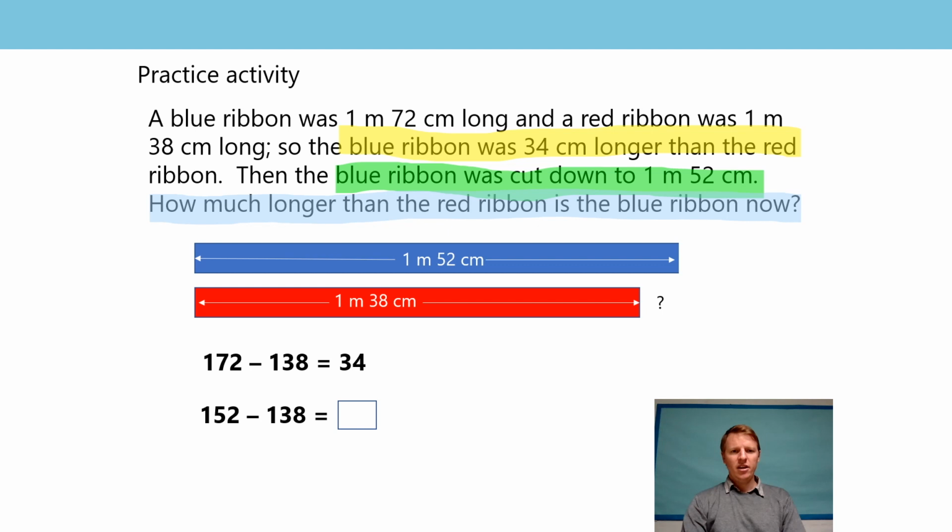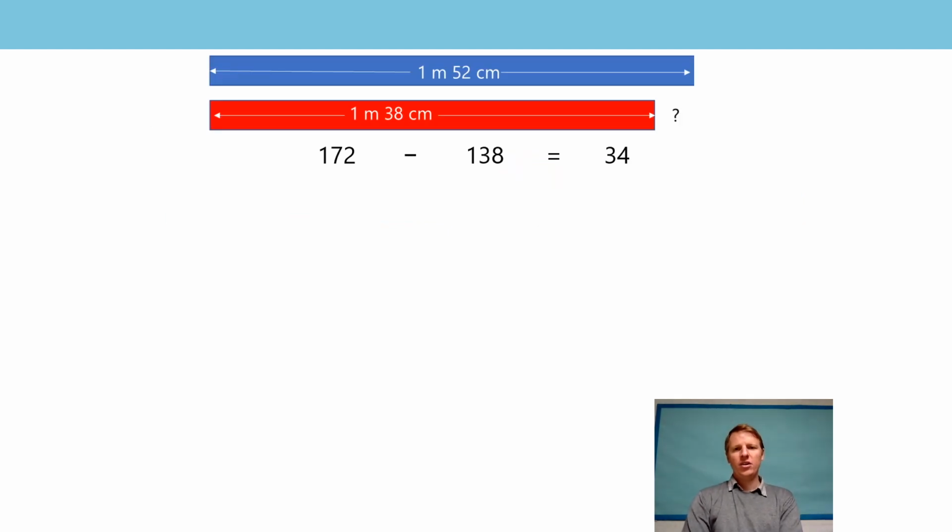Let's look at our minuends again. 172 in the first calculation, 152 in the second calculation. It's decreased by 20. The subtrahend has stayed the same, so our difference needs to decrease by 20, so it's 14 centimeters. Let's look at that in one more way. Let's look at it vertically like we did before. There's our first calculation. We've just said that the minuend decreased by 20. The subtrahend stayed the same, so that means our difference must also decrease by 20. And there was the completed calculation that you were given in the practice activity.